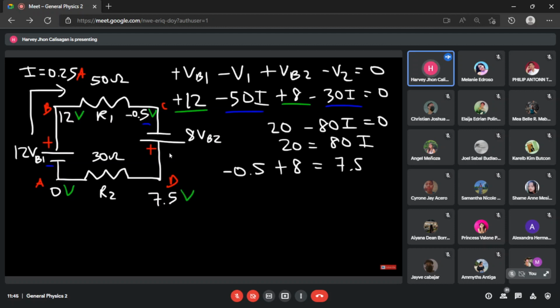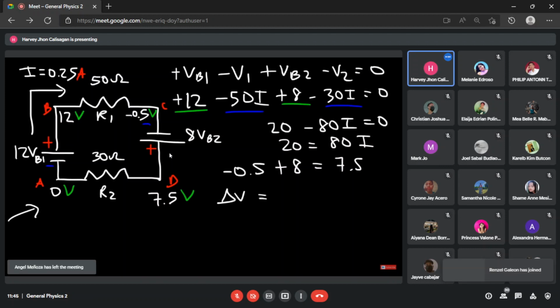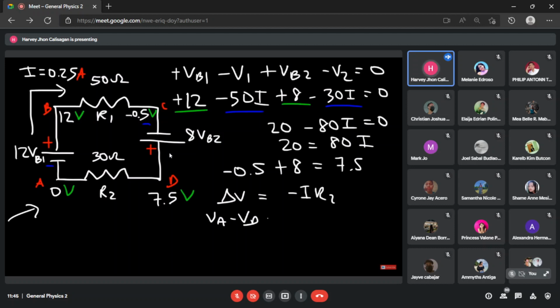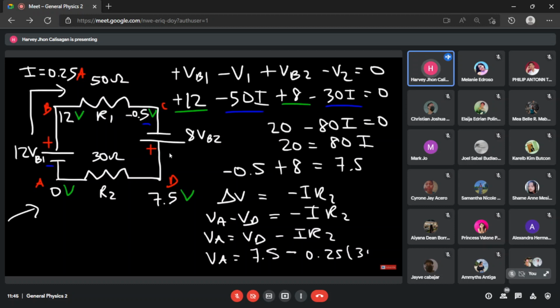Now, let's confirm that A is indeed 0. So let's use this equation. The voltage drop across R2 is going to be I times R2. And so VA minus VD, because we're going from D to A, that's equal to this value. So VA is going to be VD minus IR2. So VD is 7.5, the current is 0.25, and R2 is 30. So if you type in 7.5 minus 0.25 times 30, this will give you 0.